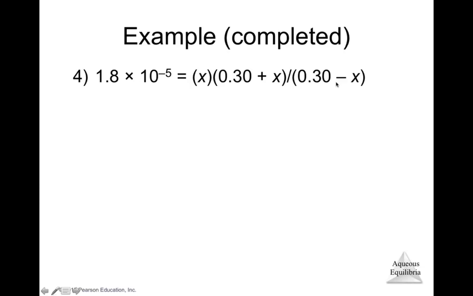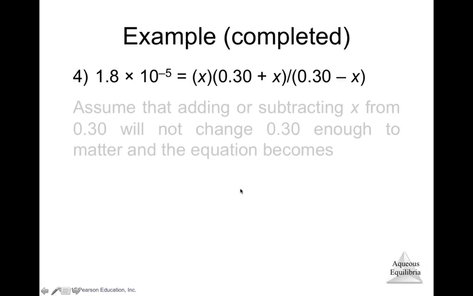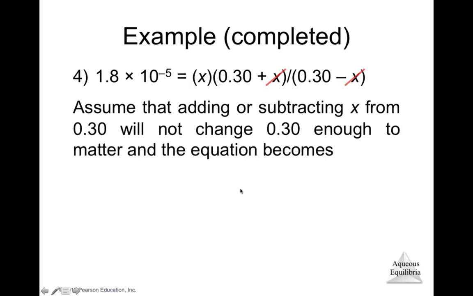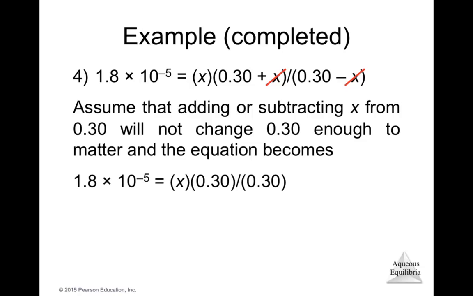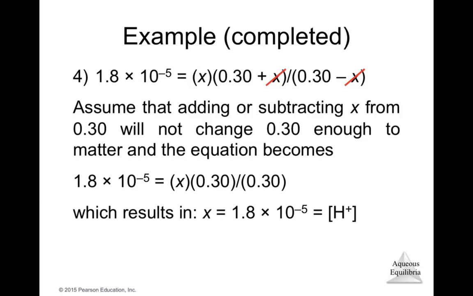Now, we can assume that because this is a weak acid, we can discard that X, because it's pretty small. The acetic acid is really a weak acid, and by doing that we can simplify our equation, and now 1.8 times 10 to the power of minus 5 equals X times 0.3 divided by 0.3. So that means that our concentration of H positive is 1.8 times 10 to the power of minus 5.